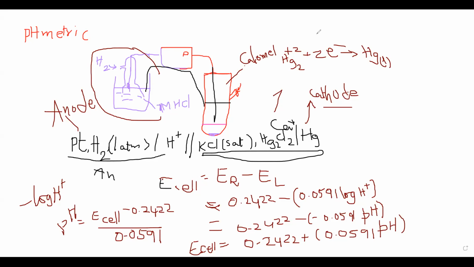There are many other methods of determining. Have you understood this? If you understand it, type 1. It is a very typical topic, very interesting also. What we have learned is how to write the cell and how to determine the pH. We have finally calculated the formula for finding the pH. That is about pH metric titration using a hydrogen electrode.